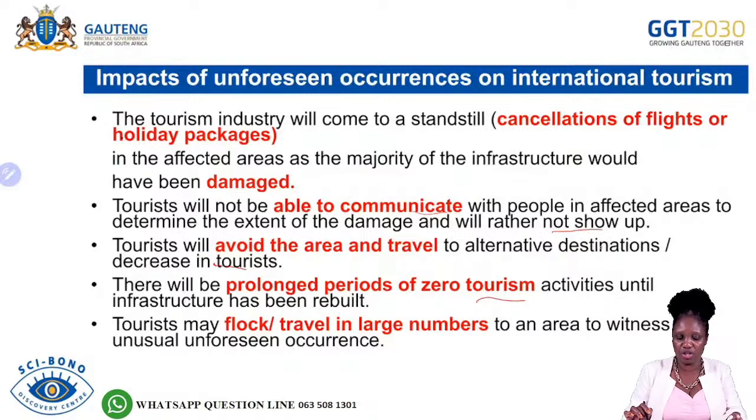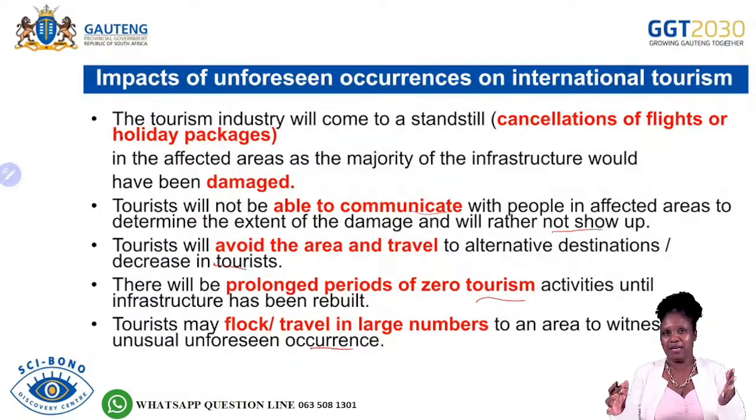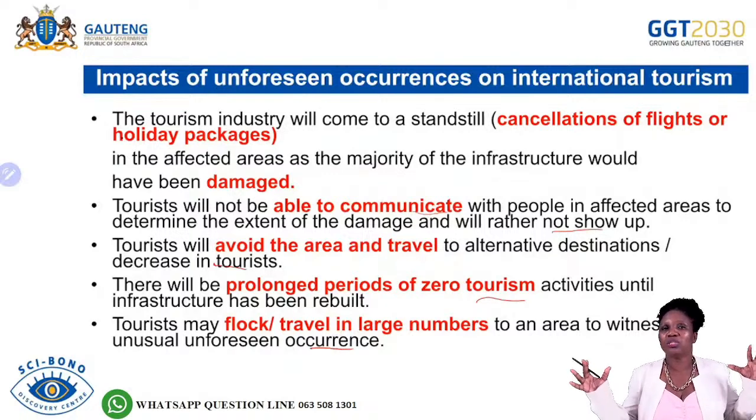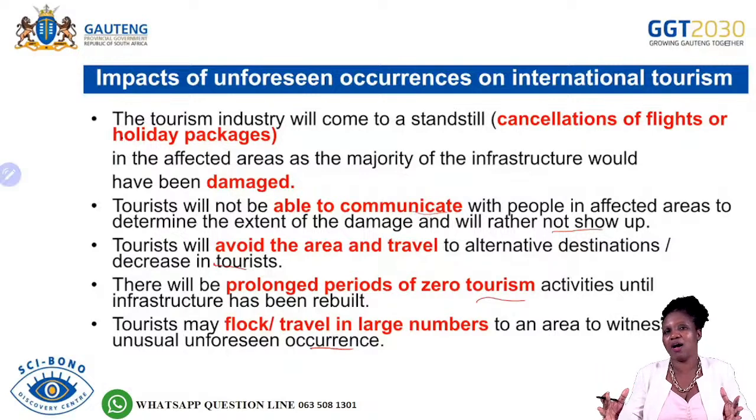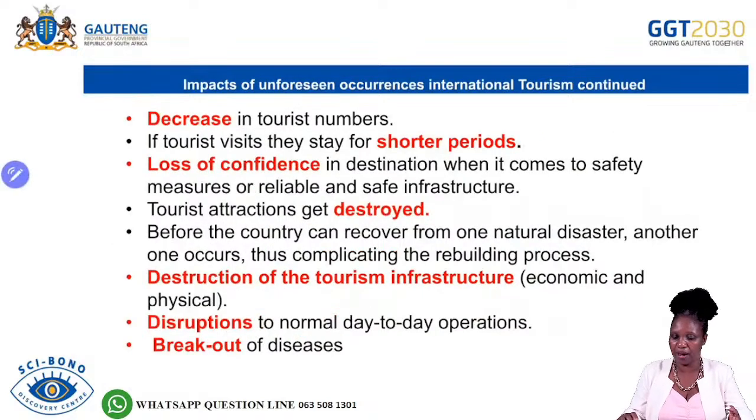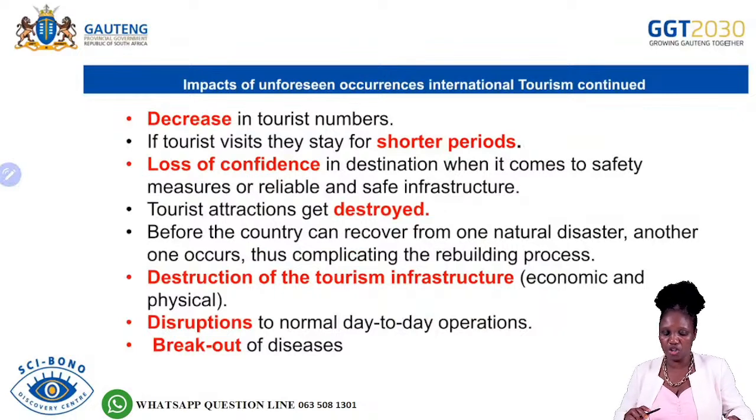And then tourists may flock or travel in large numbers to an area to witness an unusual, unforeseen occurrence. For example, when an accident happens, what happens to people? People would flock to come and see the accident. That's what we are talking about. And then there will be a decrease in tourist numbers. If tourists visit, they'll just stay for shorter periods.